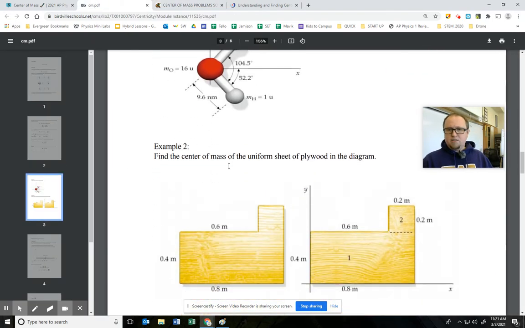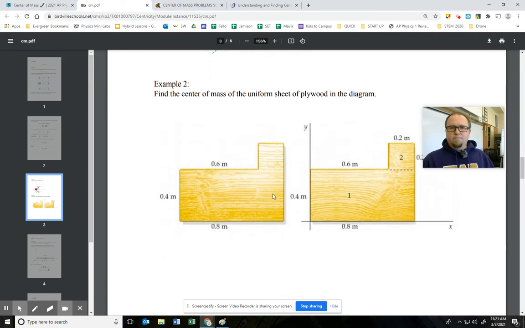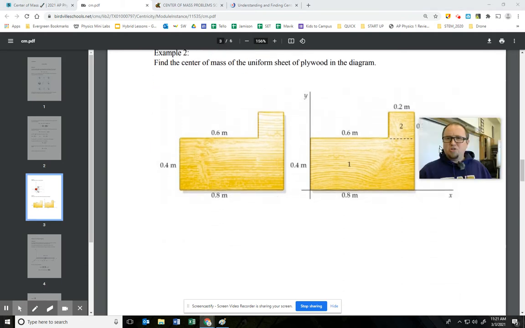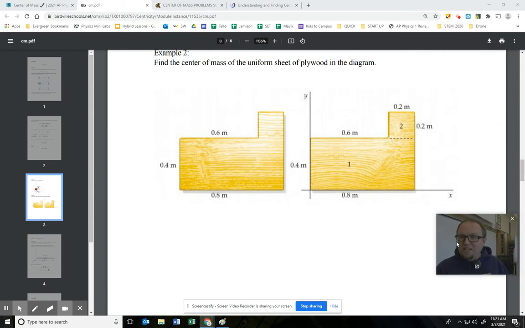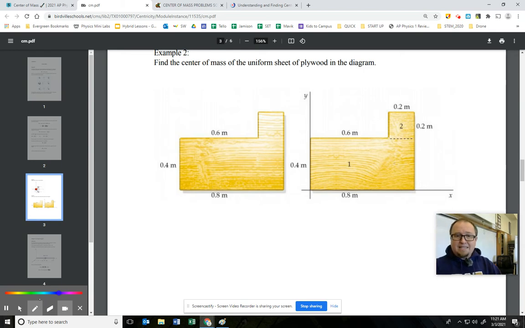So this would be a good example of a 2-dimensional one. Find the center of mass of a uniform sheet of plywood in the diagram. What? Okay. Step 1, uniform, meaning the mass density is the same. So this is where it gets a little tricky. So we're going to say the center of mass of that guy's there, center of mass of this guy's here. Okay. So if I look at each of the pieces of plywood on their own, job 1, I'm going to call this the 0. I'm going to call this the 0. Okay, that's the first job you're going to do there.